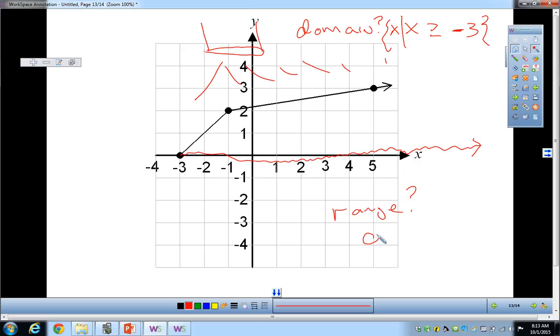Yep. You could write it like this: 0, including 0, up to infinity. Like that. Or you could say y bar, like that, where y is greater than or equal to 0. So that's in set notation. This is in interval notation. So the range is 0 to infinity, written this way or this way.